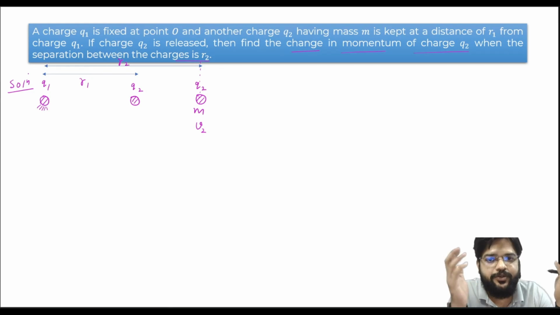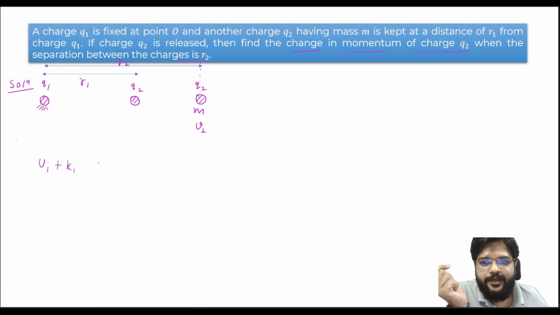And when work is happening due to the conservative force, then mechanical energy is conserved, correct? So here initial mechanical energy should be equal to final mechanical energy. And mechanical energy is the sum of potential energy and kinetic energy. So initial mechanical energy can be written as Ui plus Ki, and final mechanical energy can be written as Uf plus Kf, correct? What is the Ui value, everyone?